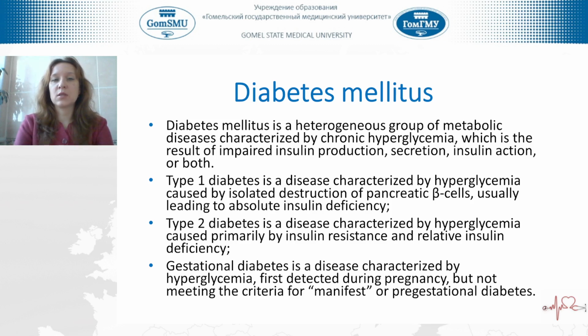Type 1 diabetes is a disease caused by hyperglycemia due to isolated destruction of pancreatic beta cells, usually leading to absolute insulin deficiency. Type 2 diabetes is a disease caused by hyperglycemia due primarily to insulin resistance and relative insulin deficiency. Gestational diabetes is diabetes caused by hyperglycemia first detected during pregnancy but not meeting the criteria for manifest pre-gestational diabetes.